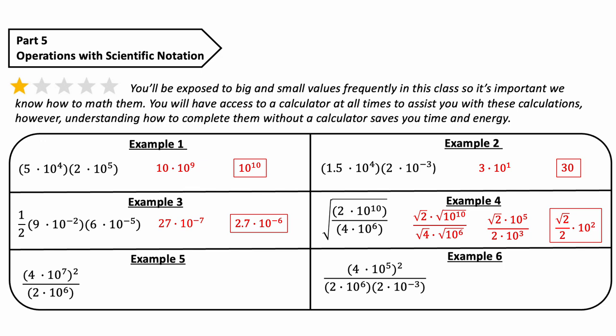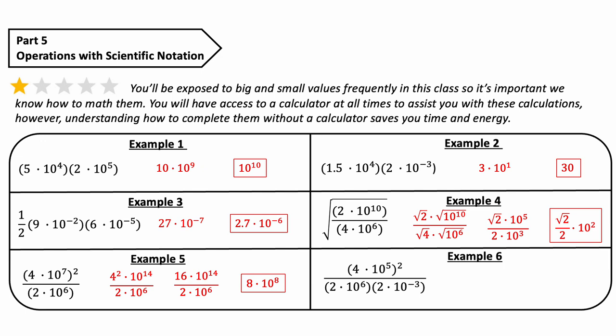In example 5, we're raising that numerator to the second power. So that 4 is raised to the second power, that 7 is raised to the second power to make it 14, and then the 2 to the 6 is left undisturbed. Let's go ahead and do 4 to the second power is 16, and everything else stays the same. I can now go ahead and do 16 over 2 to make that 8, and I can use my quotient rule to do 10 to the 14 over 10 to the 6. 14 minus 6 gives me 8, so my final answer is going to be an 8 out in front, times 10 to the 8.